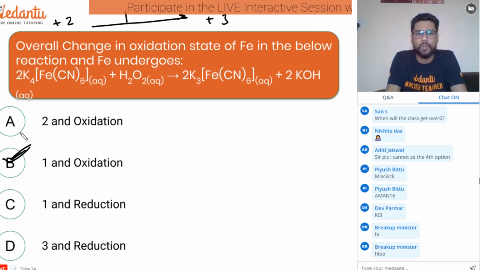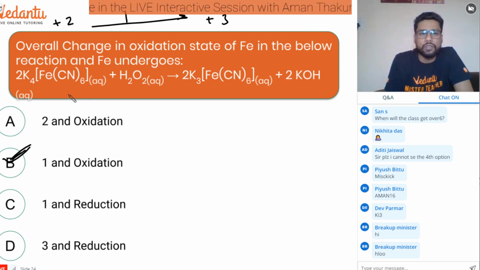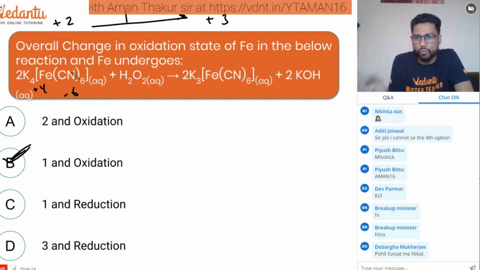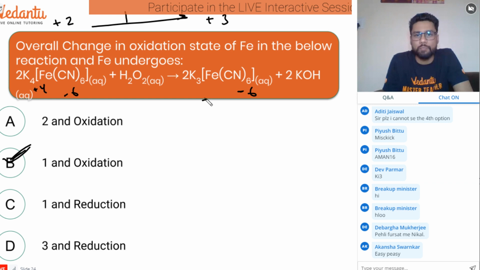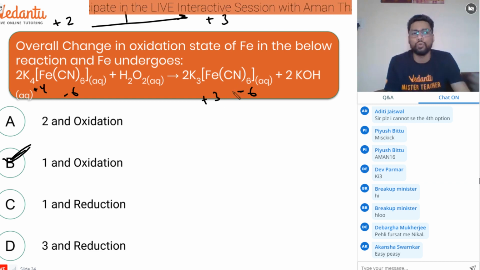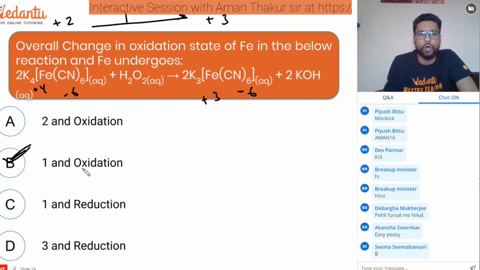This is easy. For cyanide, this is -6. For potassium, this is +4. -6 and +4 is -2. -2 goes to the opposite side, so this becomes +2. And -6 plus 3 goes to +3, obviously. Okay, so it is oxidizing. Next question.